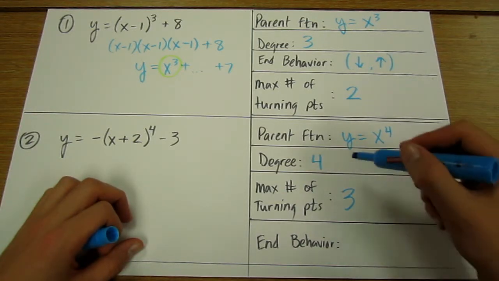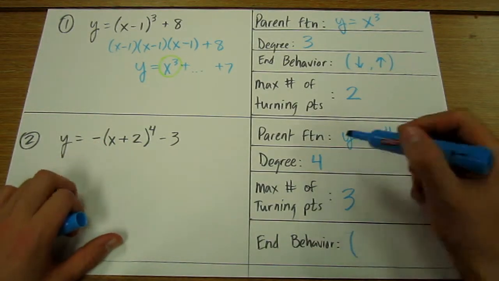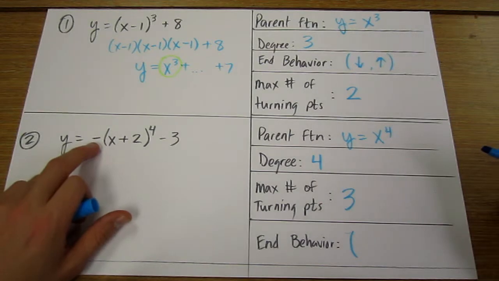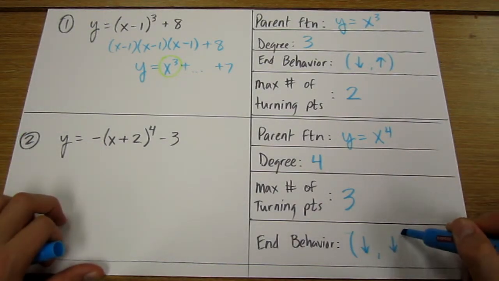And then our end behavior depends on our degree, and it depends on our sign over here. So we know that we have an even degree and negative sign here, so we're going to be going down and down.